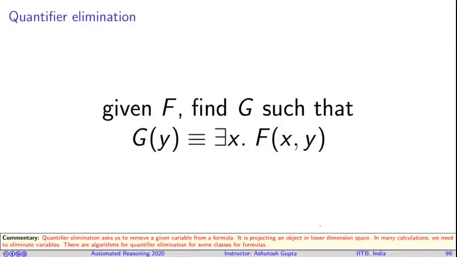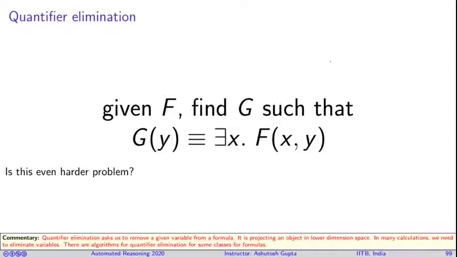Now let's look at another problem, which may not be that intuitive, called quantifier elimination. Suppose somebody gives you a formula f, which has 2 variables, x and y, and asks you to find a formula g over y such that it is equivalent to there exists an x, f of x, y. This is a very important problem, and it occurs in many contexts. We will see in which context. But is it a harder problem than the satisfiability problem? Yes, it is far harder, and it is considered to be undecidable in generality.